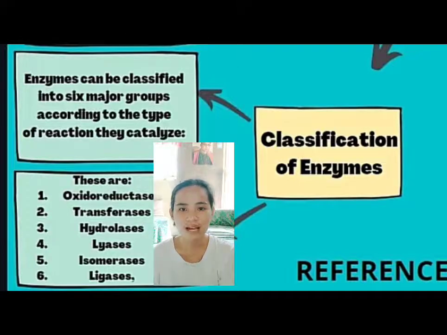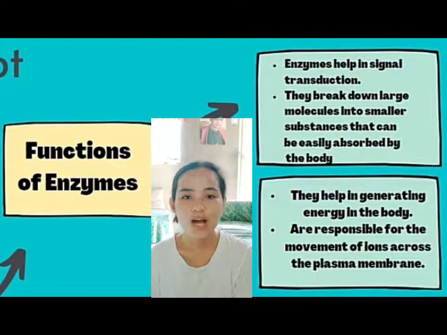Number 4, we have the lyases that catalyze the addition of two groups to a double bond or the removal of two groups from adjacent atoms to create a double bond. Number 5, we have the isomerases that catalyze isomerization reactions. And lastly, we have the ligases or the synthetases that catalyze the joining of two molecules. And now, let me proceed to the functions of enzymes.